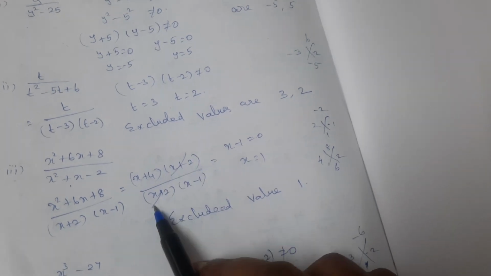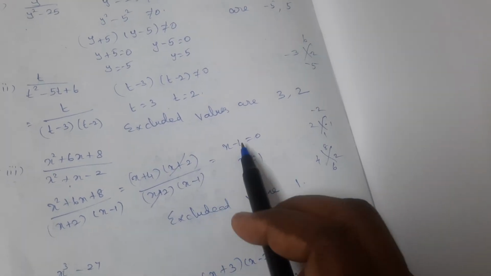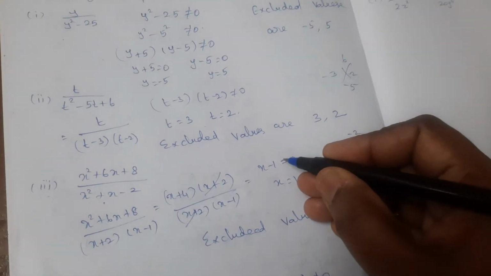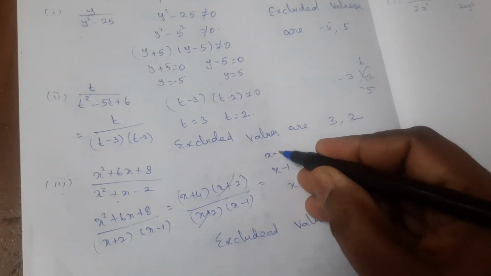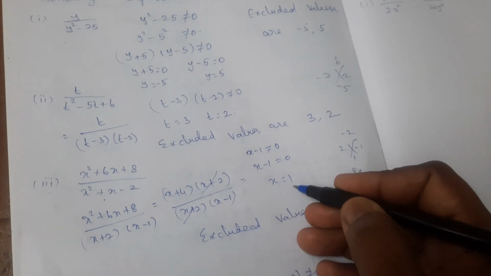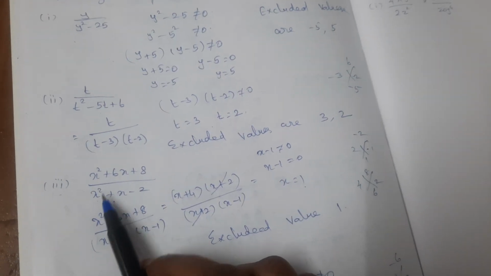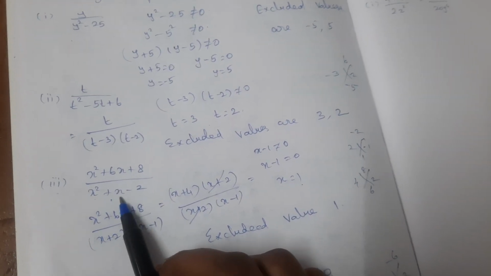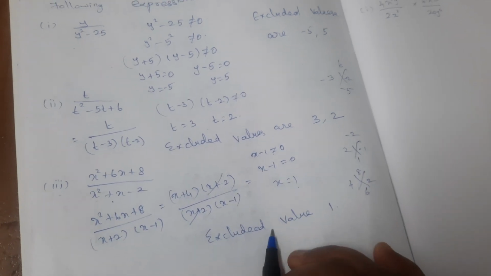So x plus 2 cancels. In the denominator, x minus 1 is not equal to 0. That is the condition. But x minus 1 equal to 0 means x is equal to 1. If you substitute x equal to 1, then the denominator is 0. So only this value is the excluded value.